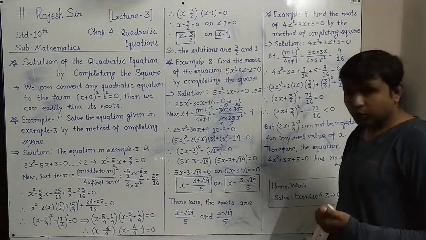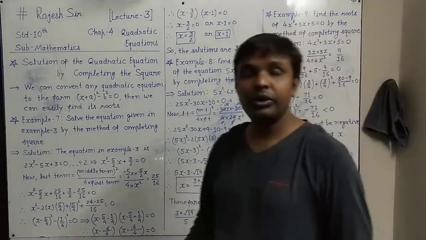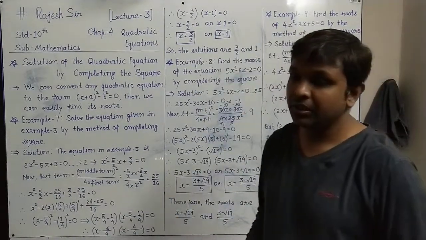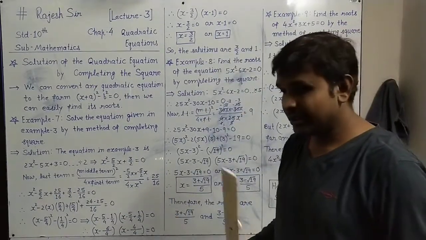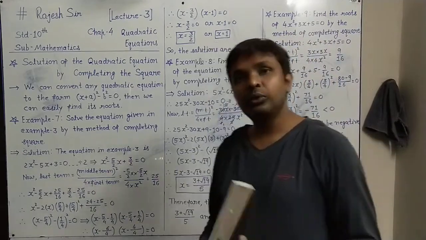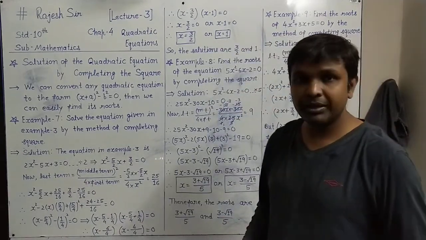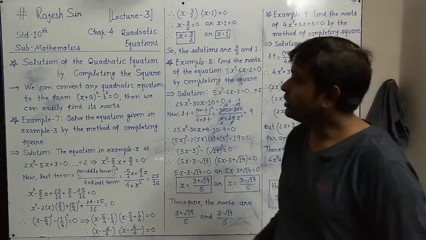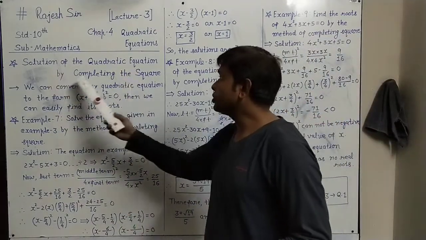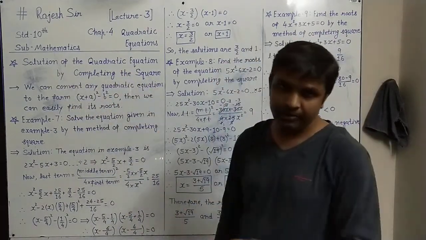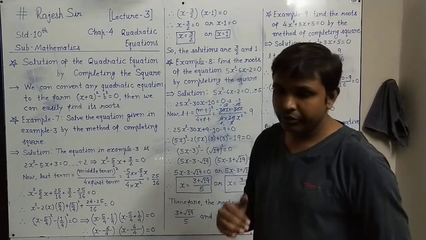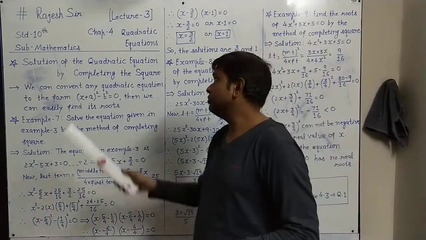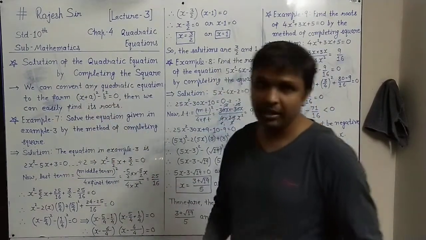In lecture number 2 we have seen the solution of quadratic equation by factorization method, and related to that, exercise 4.2 also you had done for your more practice. Now the new method here: the solution of quadratic equation by completing the square. By this method we will solve the quadratic equation now. Which method is completing the square.